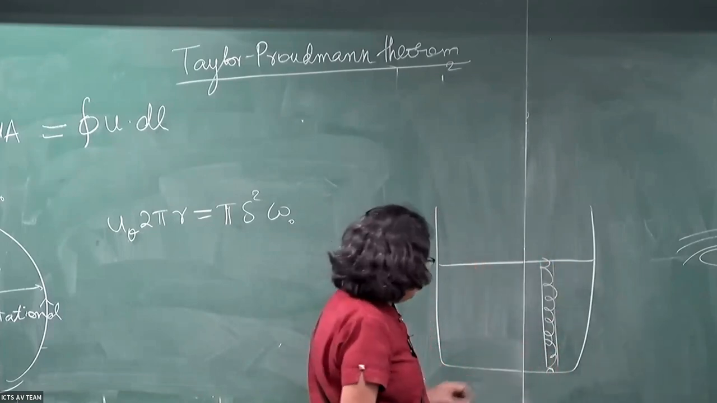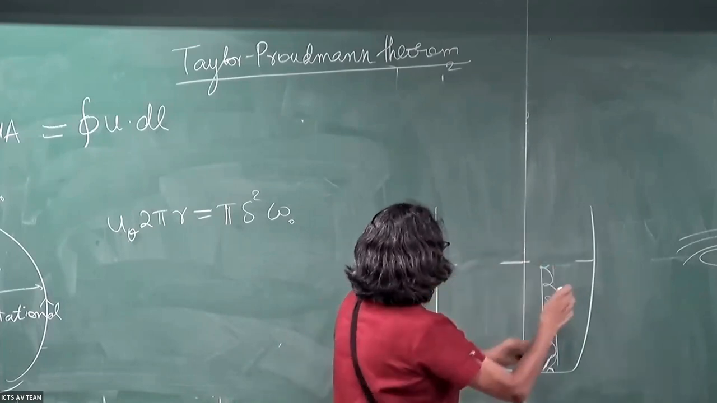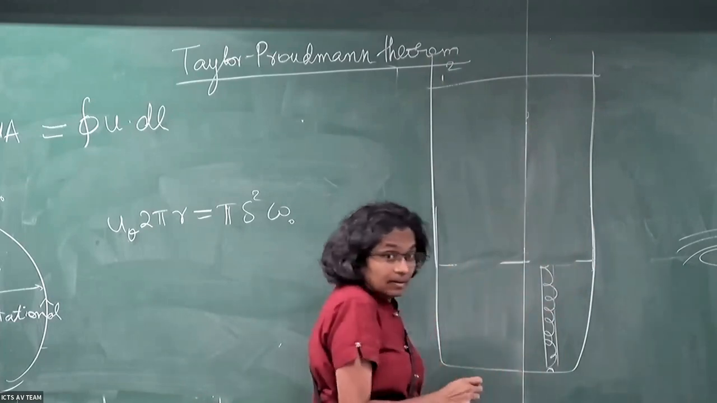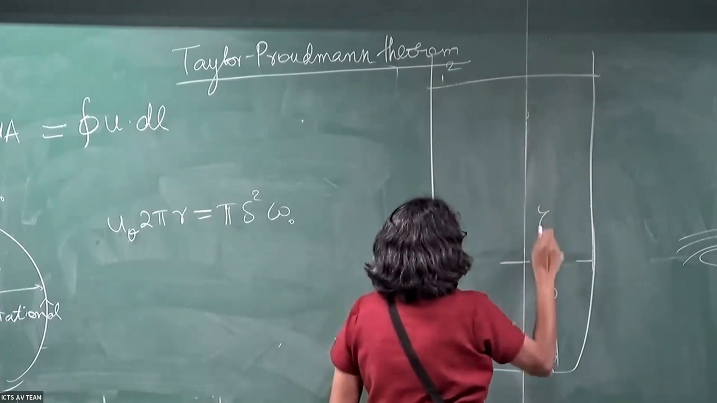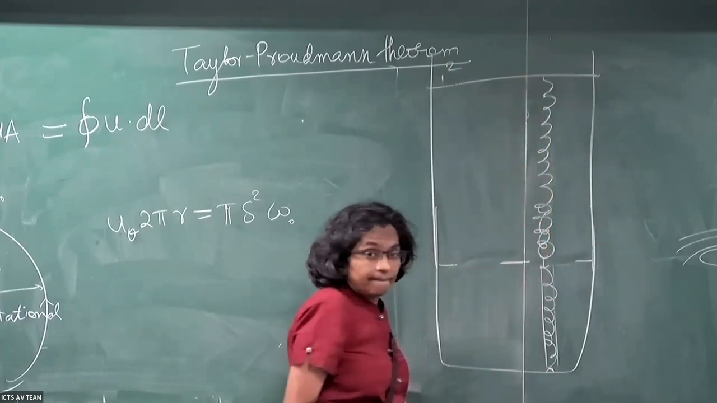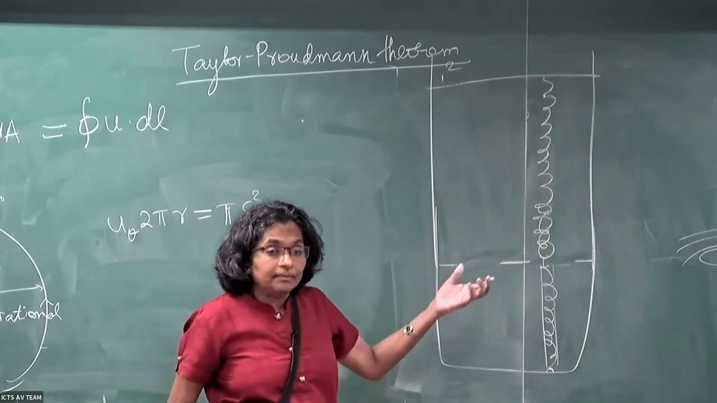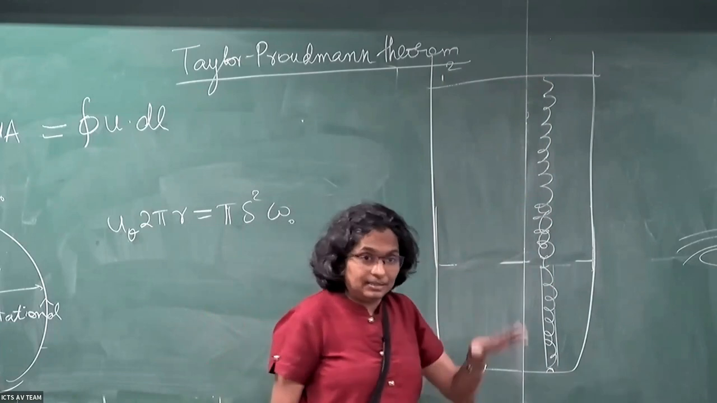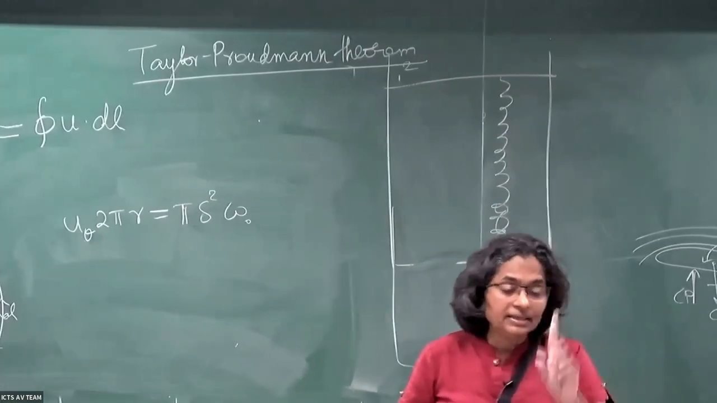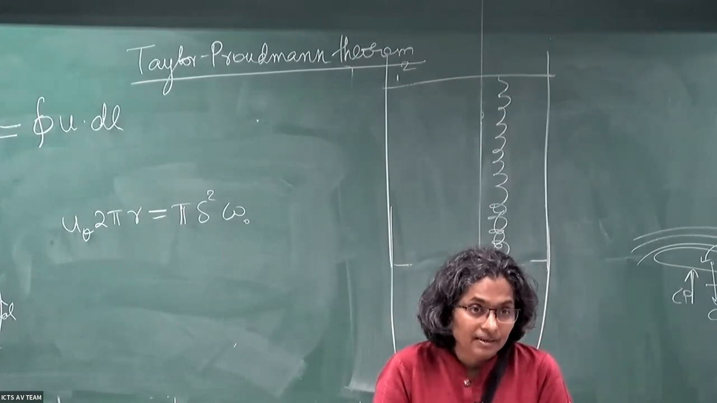Okay, and you can increase the height of the water till there. You'll still see the tornado rising all the way up. It's rising because there's no variation in this direction. Because of strong rotation, variations in this direction get suppressed.